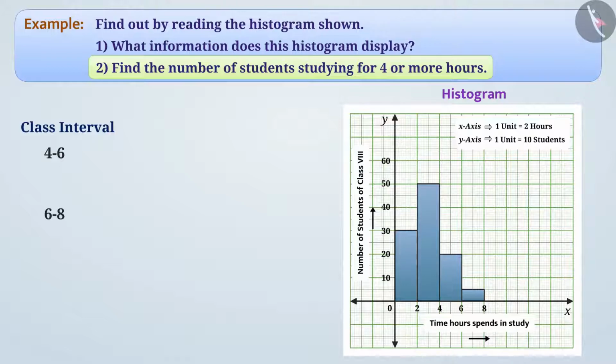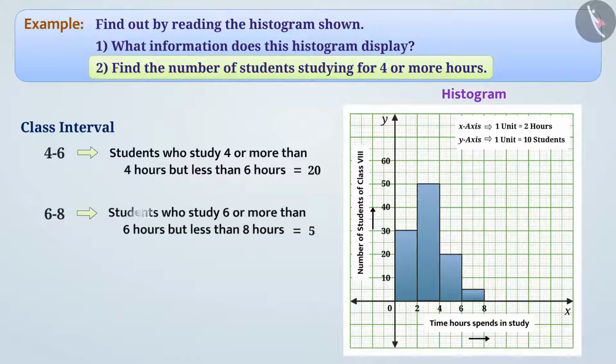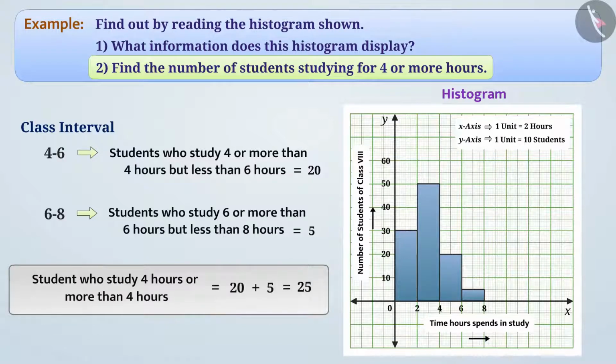4 hours. Looking at the class interval 4 to 6 and the length of the bar drawn above it, it can be understood that there are 20 students who study 4 or more than 4 hours but less than 6 hours. Similarly, the class interval 6 to 8 and its length of bar shows that there are 5 students who study 6 or more hours but less than 8 hours. In this way, the number of students studying for 4 or more hours is 25.